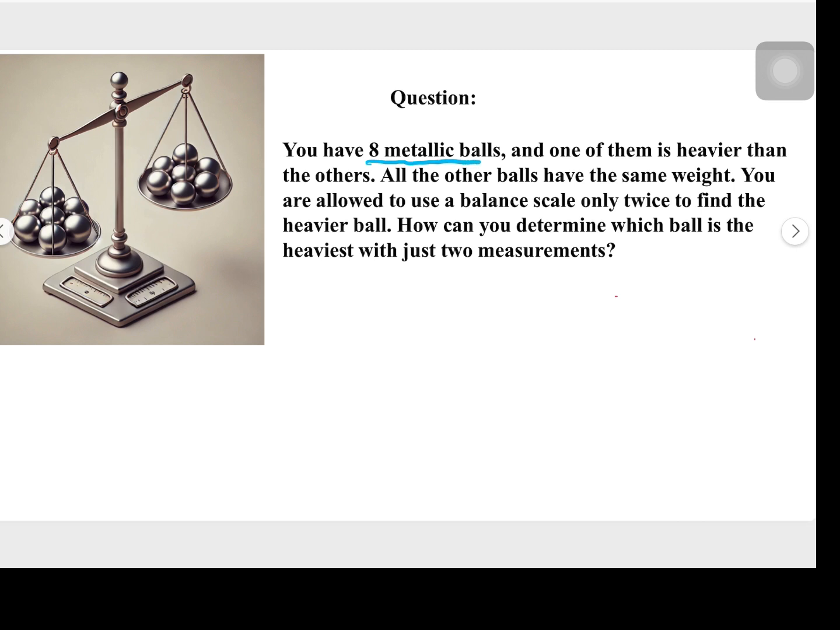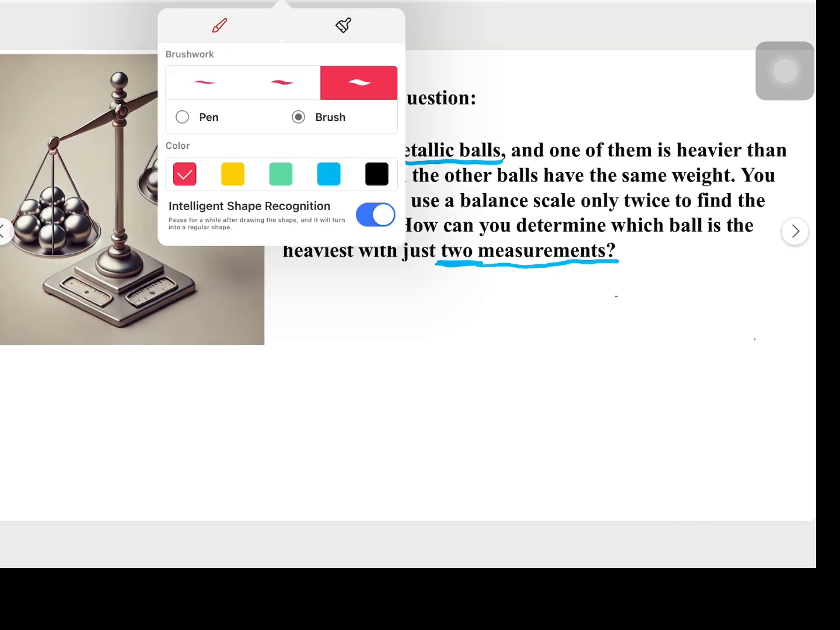We have 8 metallic balls. We have a balance scale and we can perform only two measurements in order to find the unlike metallic ball. So let's think about what we can do.